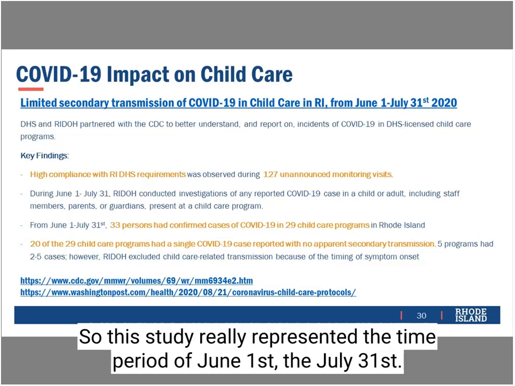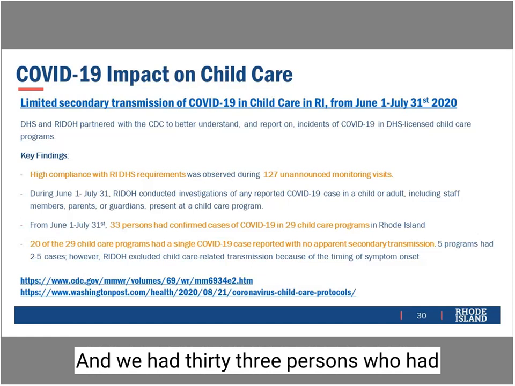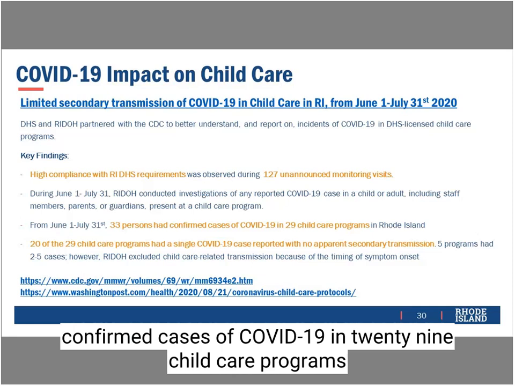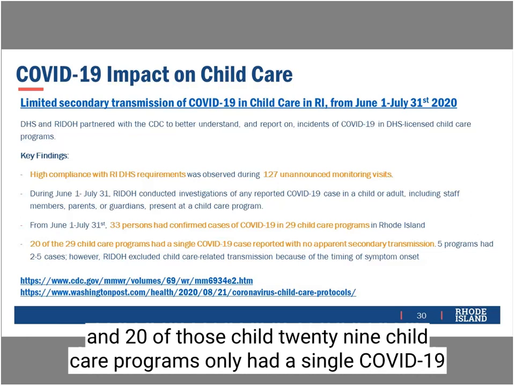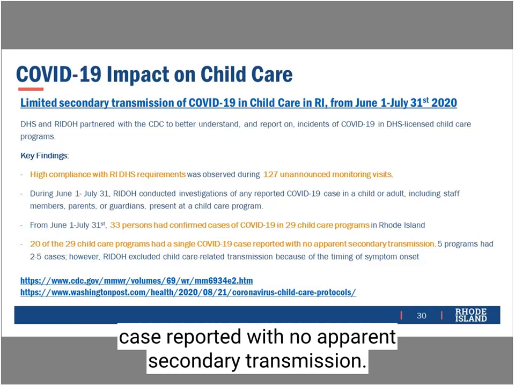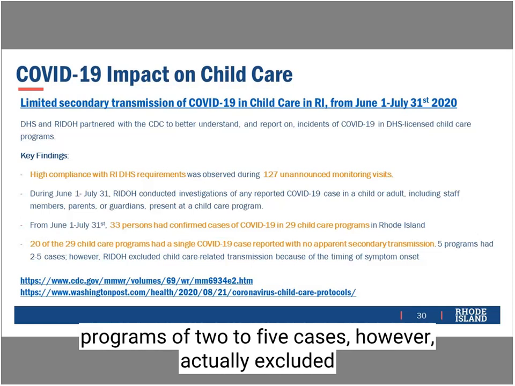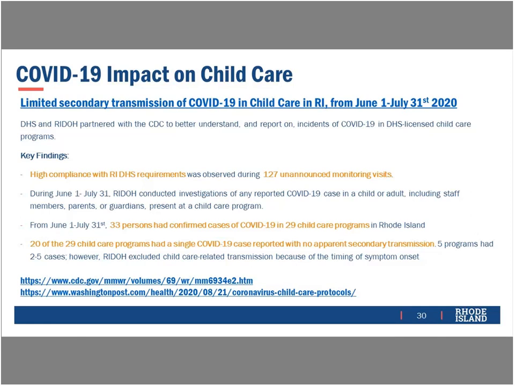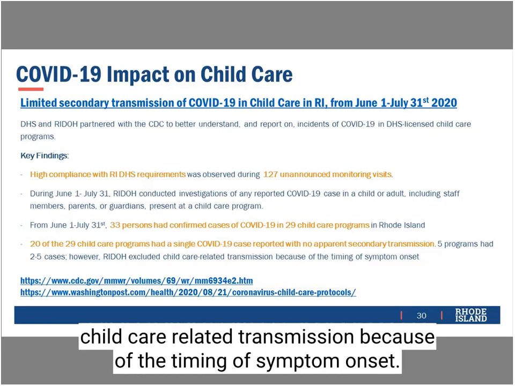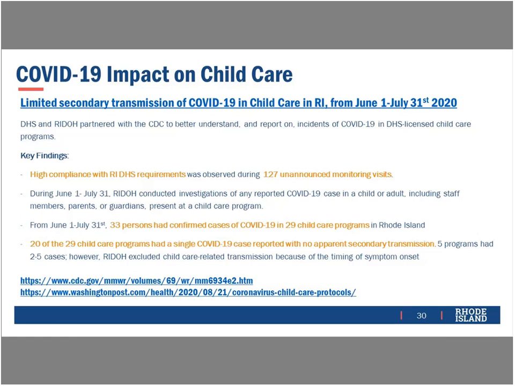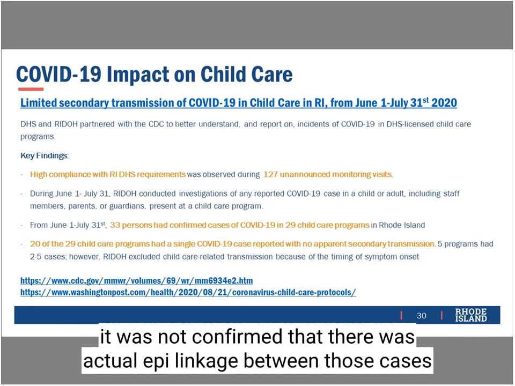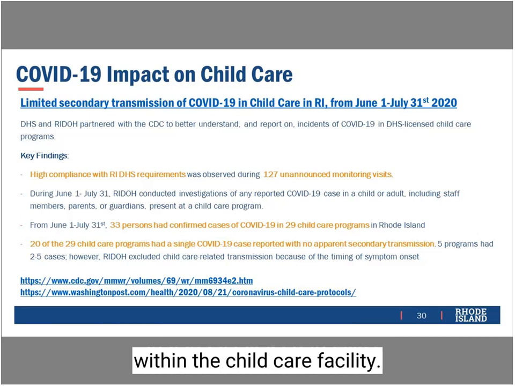So this study really represented the time period of June 1st through July 31st. And we had 33 persons who had confirmed cases of COVID-19 in 29 childcare programs. And 20 of those 29 childcare programs only had a single COVID-19 case reported with no apparent secondary transmission. What's also important to note is that 5 programs had 2 to 5 cases, however, RIDOH actually excluded childcare-related transmission because of the timing of symptom onset. So while there were multiple cases, it was not confirmed that there was actual epi linkage between those cases within the childcare facility.